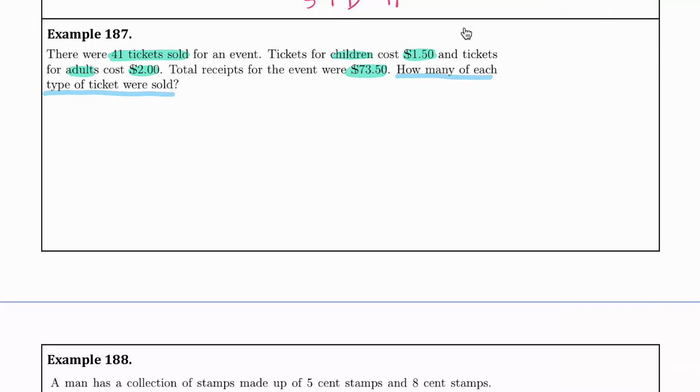Okay, first thing is to define the unknowns, define what we're looking for here. The unknowns are how many children tickets were sold and how many adult tickets were sold. So you can use C and A, you can use X and Y. I'm going to go ahead and use matching variables. I'm going to use C for children tickets, A for adult tickets. So let's let C be the number of children tickets sold.